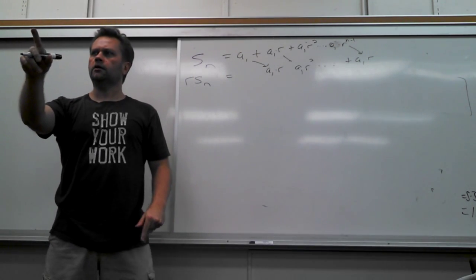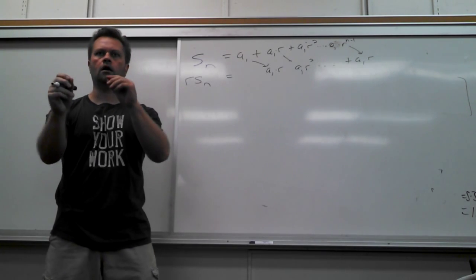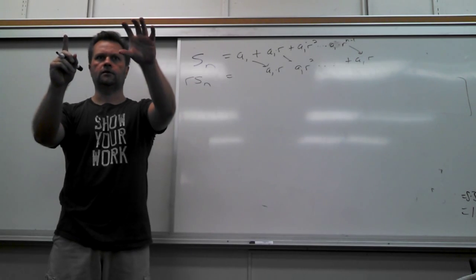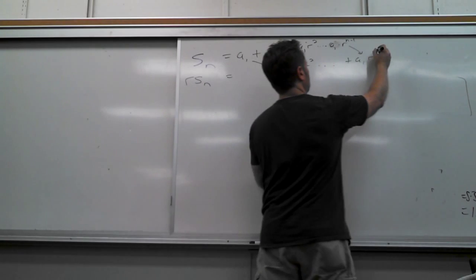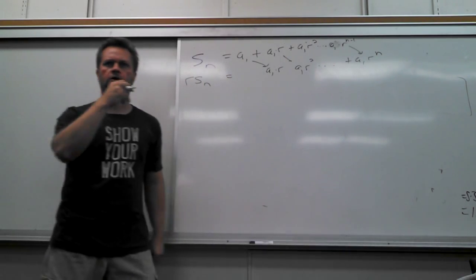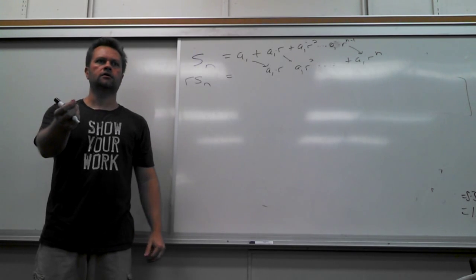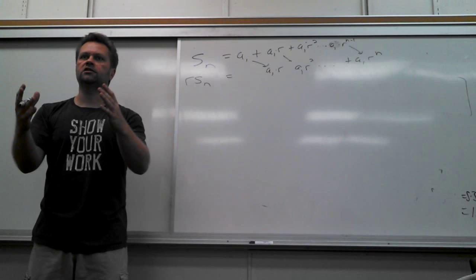What's r times r squared? Because 1 plus 2 is 3. So what's r times r to the n minus 1? What's 1 plus n minus 1? n. What do you do with powers? When you multiply like bases, you add the exponents. So 1 r times n minus 1 r's is n r's. Why did I just do that?